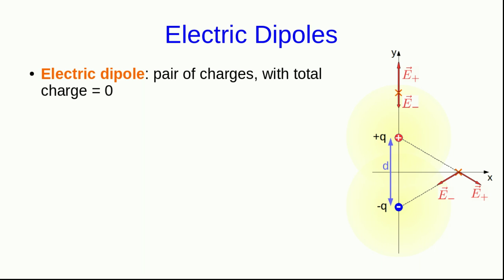An important special case is the case of an electric dipole, which is just a pair of charges with a total charge equal to 0.